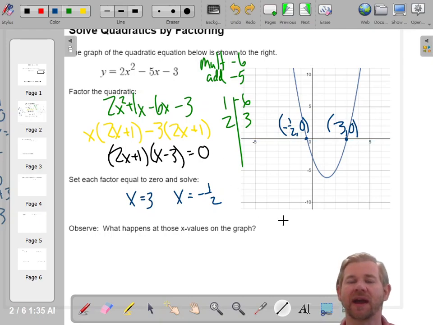So we can look at the graph to see where it crosses the x-axis, and we can find the actual zeros algebraically by factoring. So these are the x-intercepts.